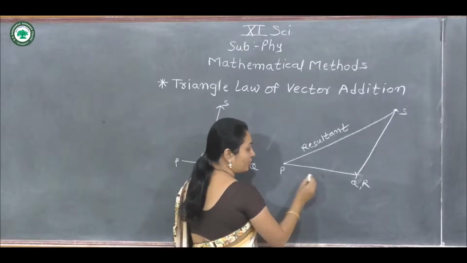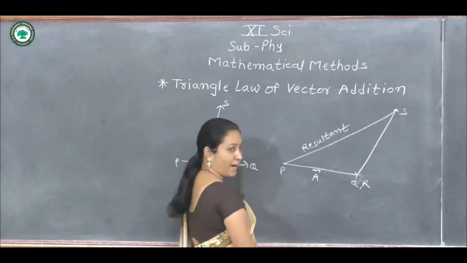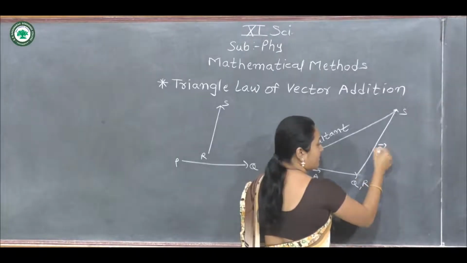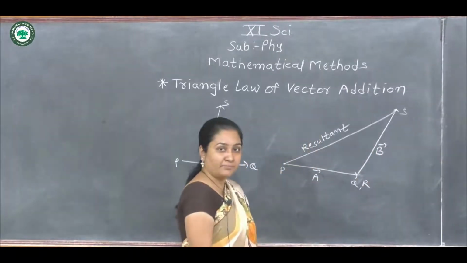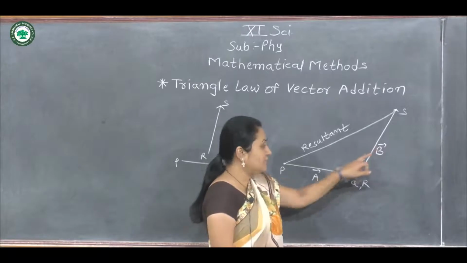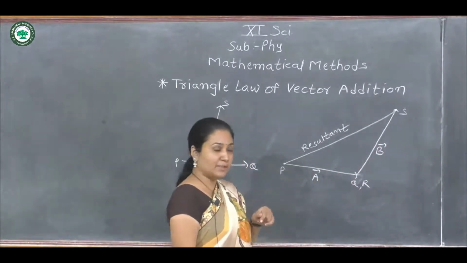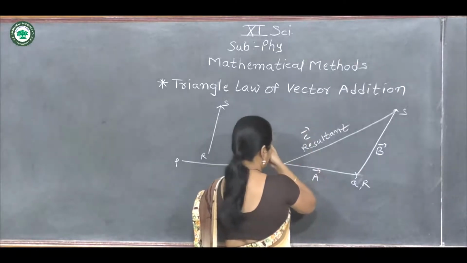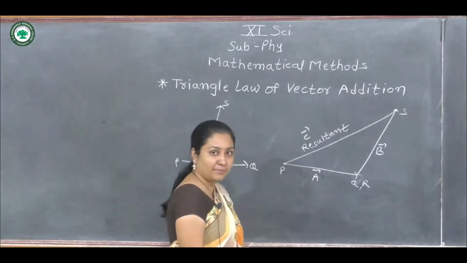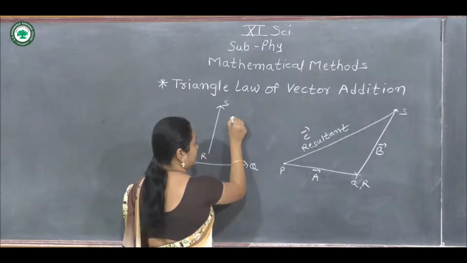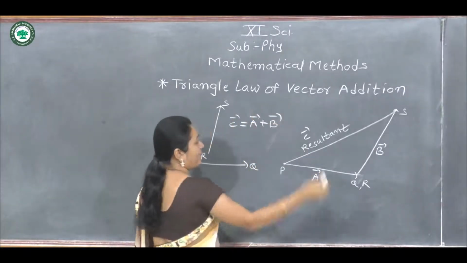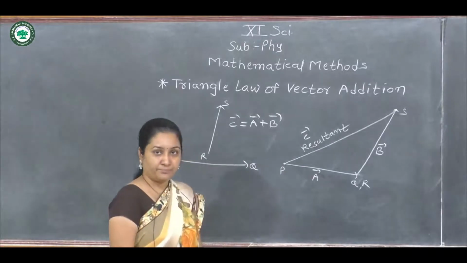So this PQ vector is, suppose, A bar, and RS vector is B bar. Then the resultant of these two vectors will be the addition of these two, that is C bar, and this C bar is nothing but A bar plus B bar.